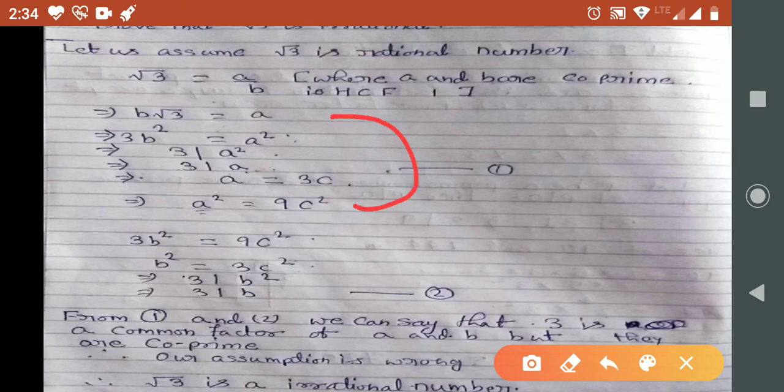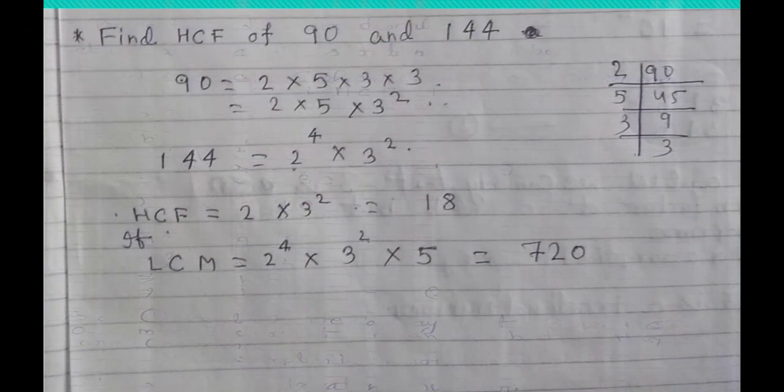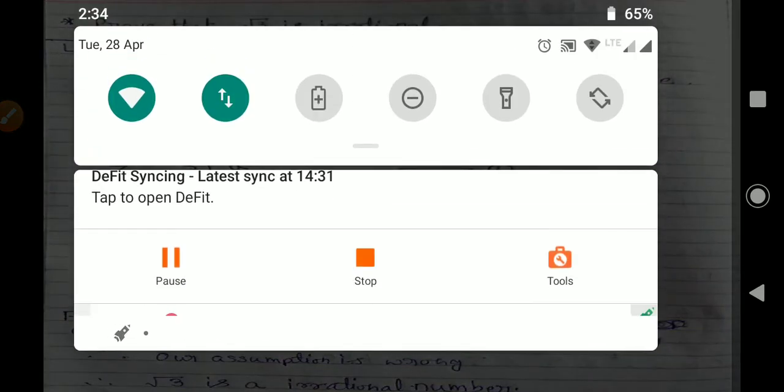So we will put the value of a square here. It will become 9c square equals 3b square, that is, b square equals 3c square. That is, 3 divides b square and 3 divides b also. So from here you can see that the HCF of a and b is 3, but we had taken the assumption that HCF is 1. So our assumption is wrong. So we can say that root 3 is an irrational number. So this is the assignment for the class. We will discuss that next.